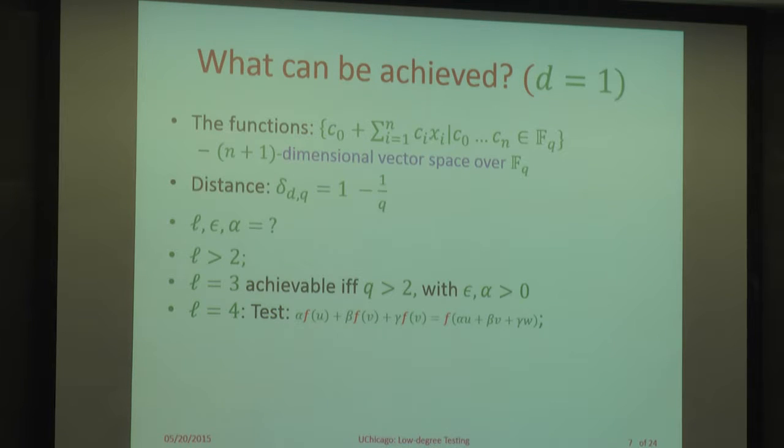It is clear that if my function is a polynomial of degree 1, if it is of this form, then this identity will hold with probability 1. For every u, v, w, alpha, beta, gamma, this identity will hold.